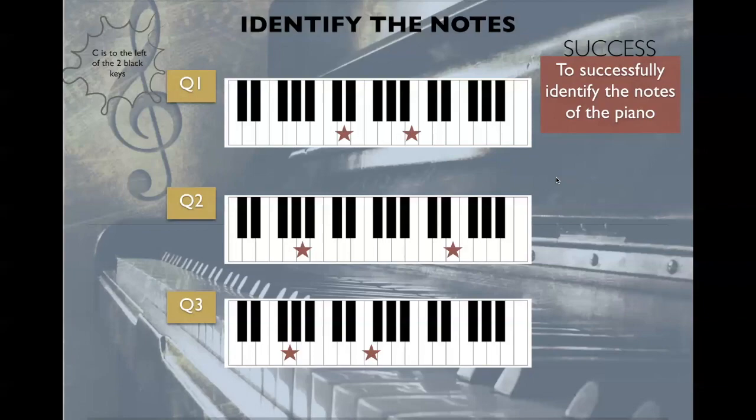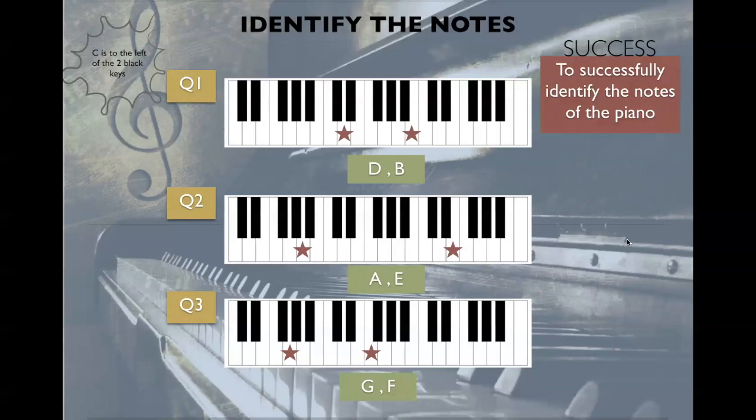Right, so for question one, C is to the left of the two black keys. We know there's two black keys here, C, D. So we've got D, and then what's this up here? We know this is C here, so if we move left of C, we've got B, so we've got D and B. For question two, answer just here, we've got A. So how do we work it out? C, D, E, F, G, A. Same for this one, C, D, E. For the next one, question three, C, D, E, F, G. So that's G. And then C, D, E, F. So we've got G and F. So these are your answers right here.